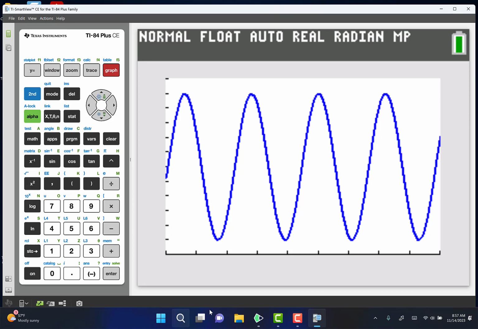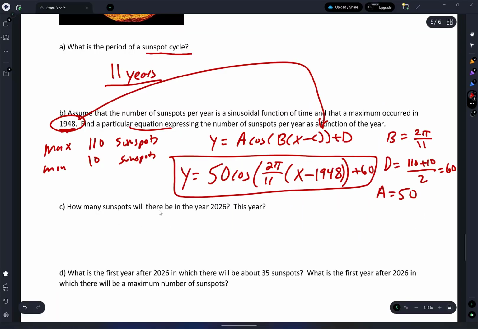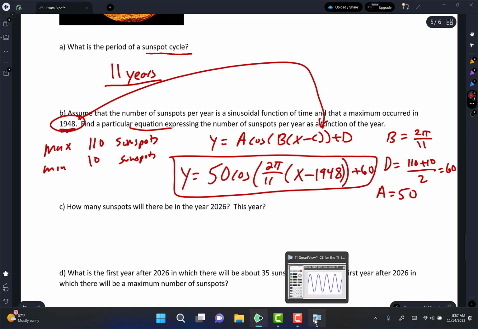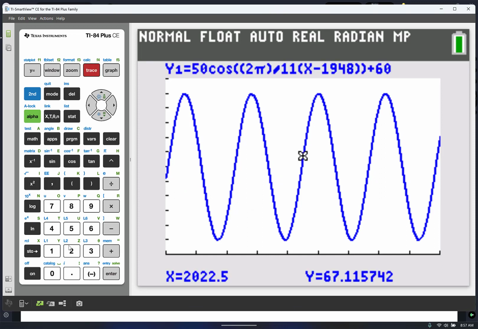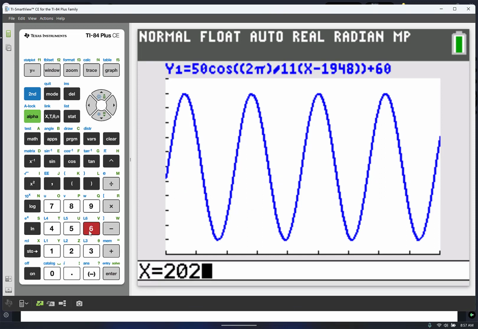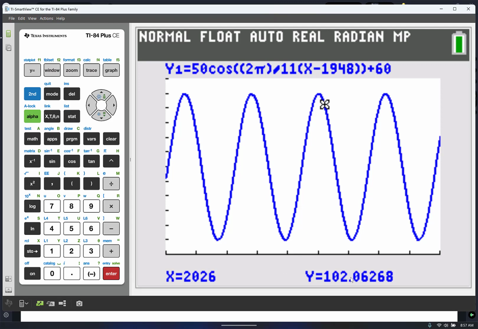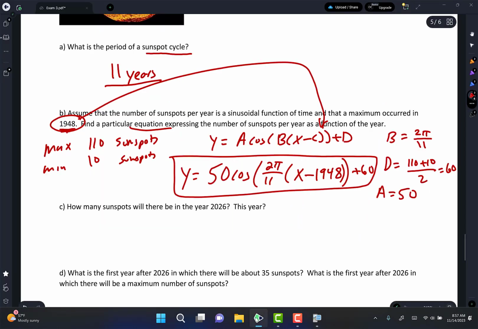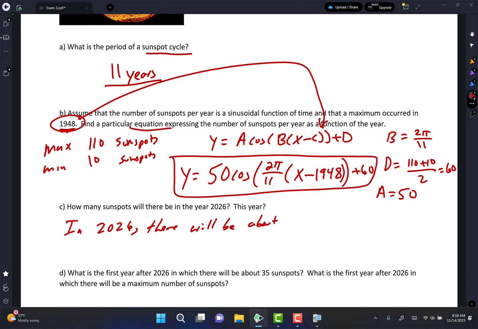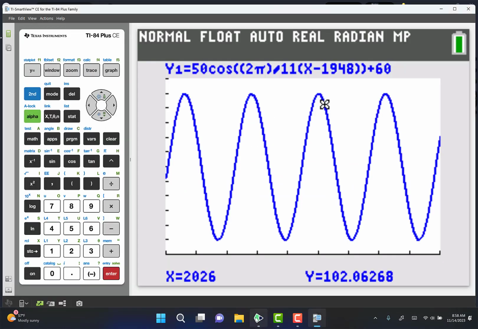So what did they want to know? What year? How many sunspots will there be in the year 2026? Okay, so I'm going to push trace, 2026, enter. About 102. 102.0626. So you can put in 2026, comma, there will be about 102 sunspots.